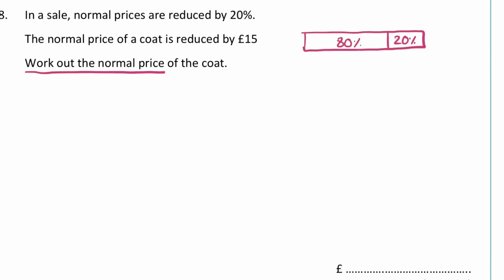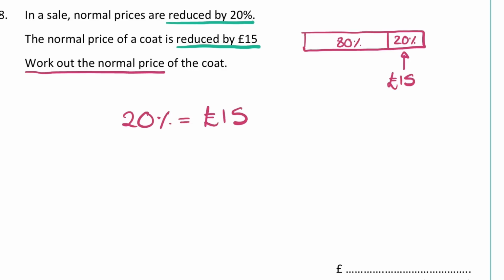So it says here the normal price of a coat is reduced by £15. You can actually see in the language here, the language actually matches. Reduced by 20%, reduced by £15. So that 20% is the £15. So this is quite a nice one. Had it said the normal price of a coat after the reduction is £15 or something along those lines, the sale price of the coat was £15, well that would be the 80%. So here I just want to write down what percentage we've been given. So 20% is equal to £15.